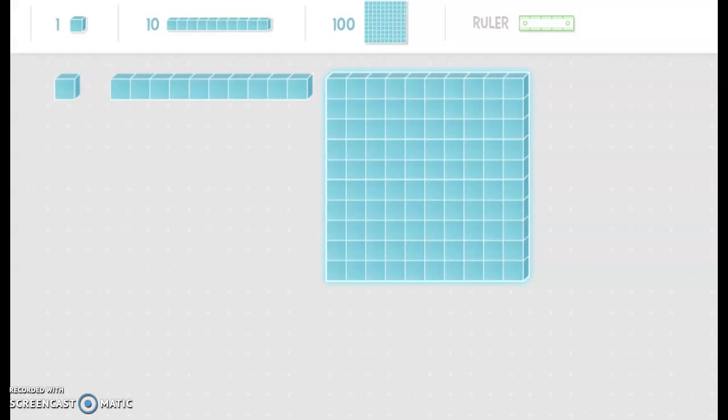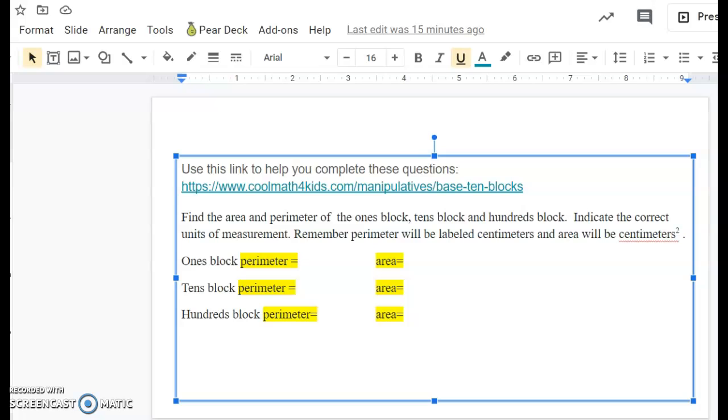Okay? Same for the 100th. You'll count the outside for the perimeter. You'll count the inside for the area. However, you should know the area just by the name of the block. And you'll put those answers here.